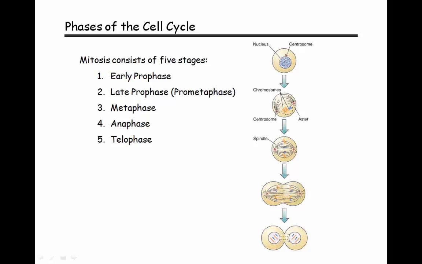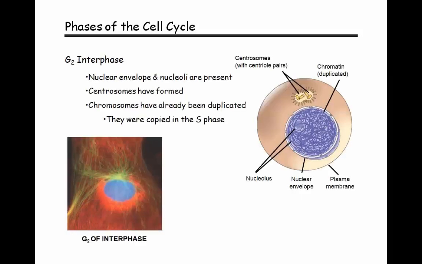As we go through these stages, we'll talk about what is happening in the cell and then also what the cell would look like at that particular moment. We're going to start out looking at a cell that's not quite in mitosis yet. So this would be a cell that's at the very end of interphase, which means that it would be in that gap 2 or G2 interphase.